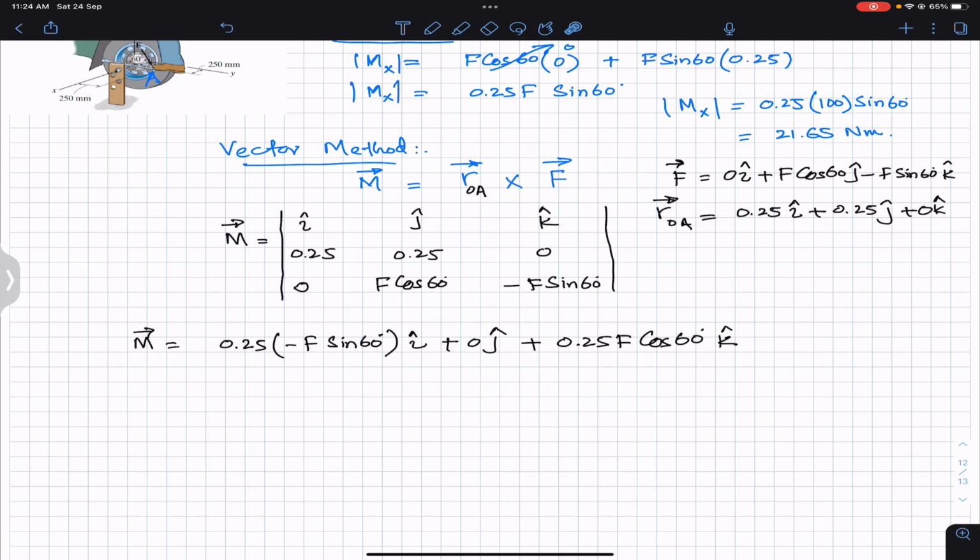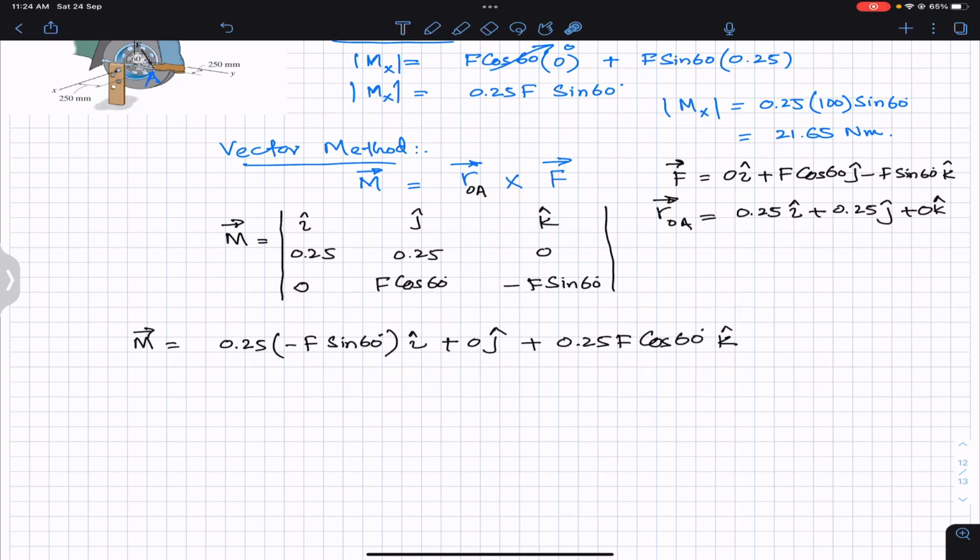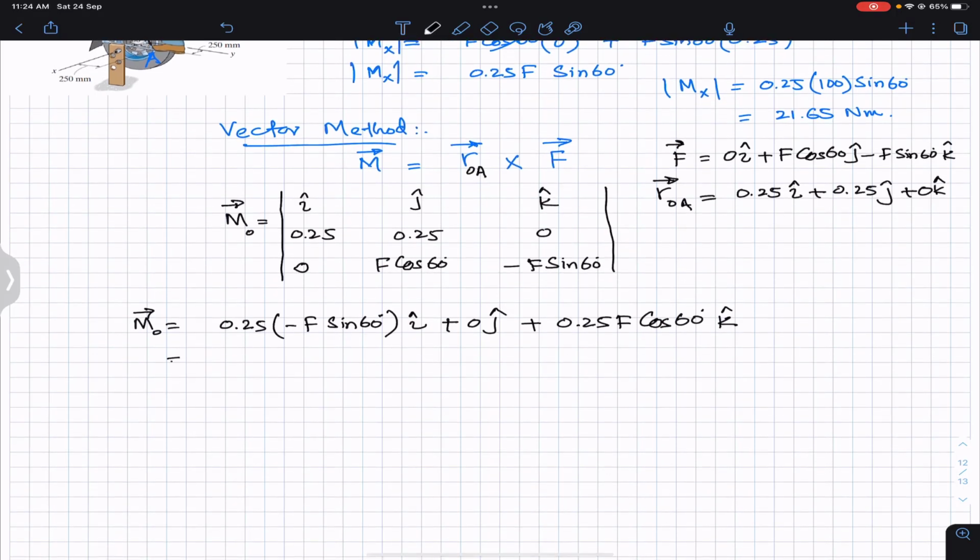So this is the general moment vector for any F. For any given magnitude of F, this will give us the moment of that given force about point O, right? Since we have defined that this is the position vector from O to A. So in other words, this is the moment about point O. Remember, this is the moment about point O. Now let me simplify this. So this will be minus 0.25 F sine of 60 i plus 0j plus 0.25 F cos of 60 k.